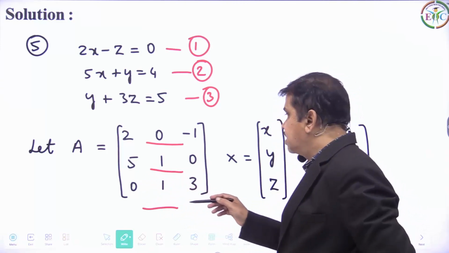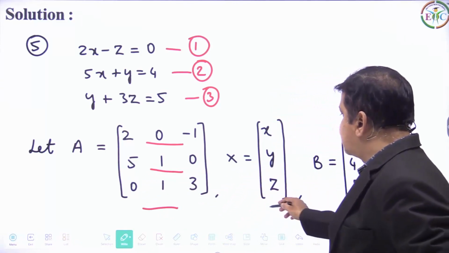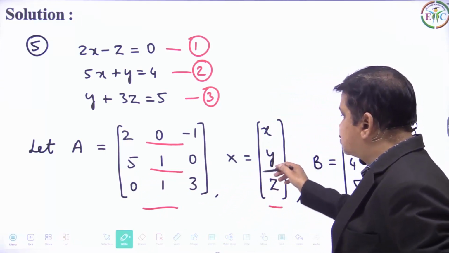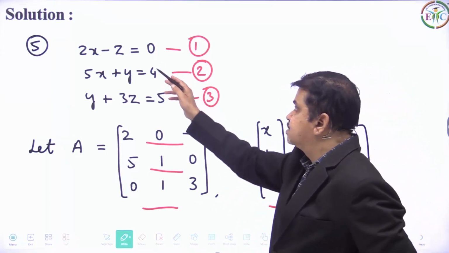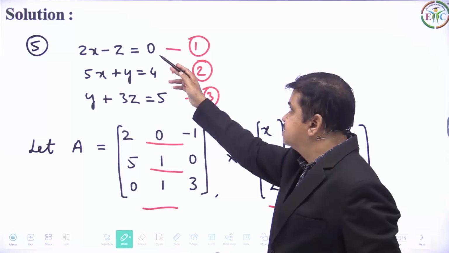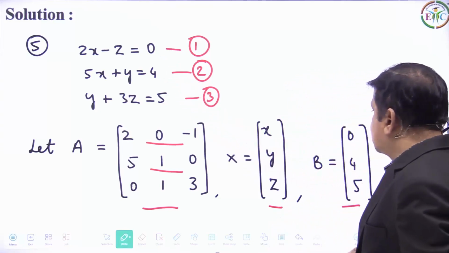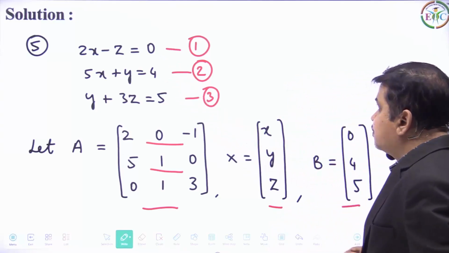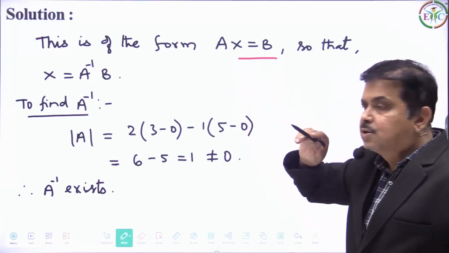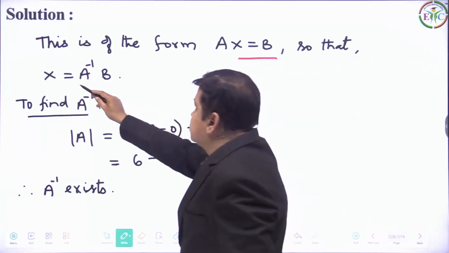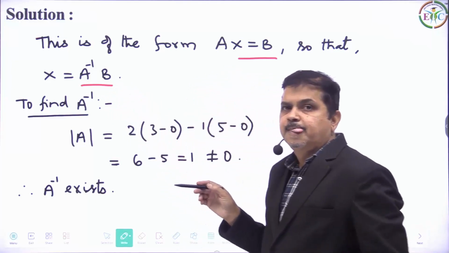So this is the matrix A, and X is the matrix of the variables, so that is x, y and z, and B is the matrix of the terms on the RHS, so that is 0, 4 and 5. So now this is of the form AX equal to B, so that we can write X equal to A inverse into B.